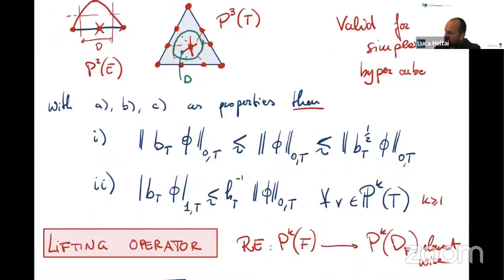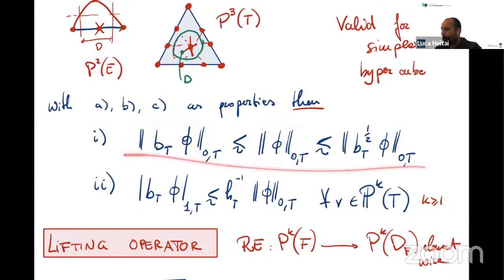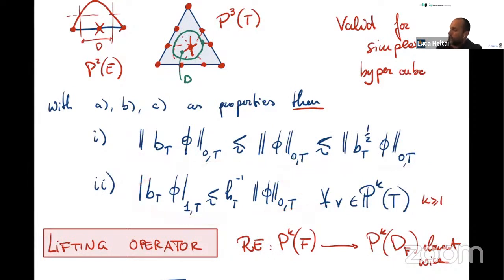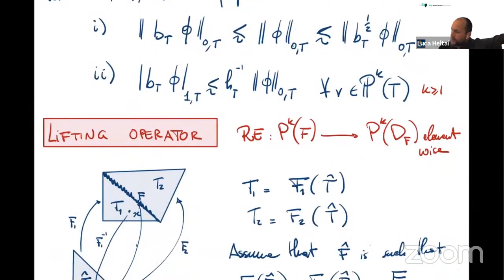And we use these 2 properties, which are the main properties that we need to have for the bubble functions, which means that pre-multiplying with the bubble function or with the square root of the bubble function allows you to control the L2 norm of the function with the square root of the bubble function, or to control the bubble function times the function with the L2 norm of the function itself. So you have this equivalency here, and you also have an inverse type inequality that holds for scaled function with the bubble functions there. These are very simple to prove and very simple to show.